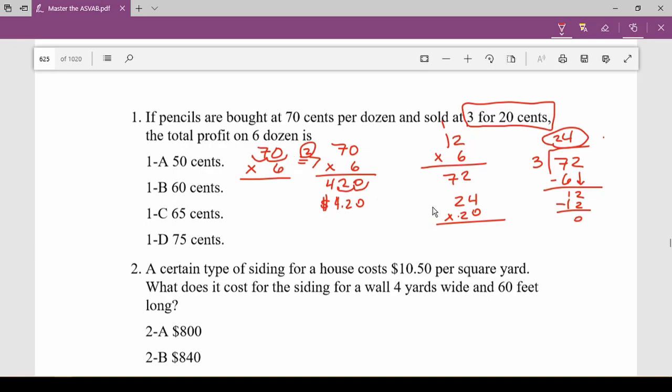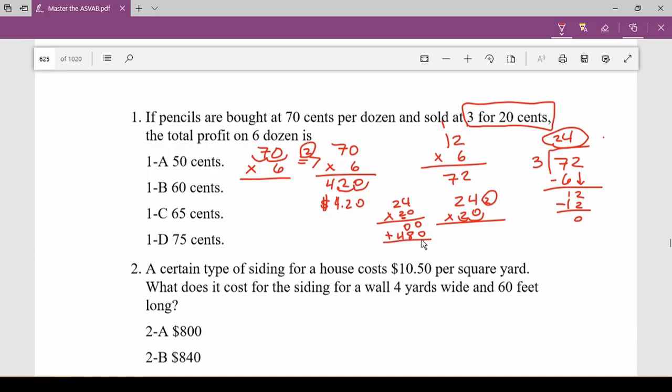Again, like we did over here, we're going to turn this 0.20 into a whole number by moving it 2 decimal places. So this is going to become 24 times 20. 0 times 4, of course, is 0. 0 times 2 is 0. Bring down a 0 since we're starting this number. 2 times 4 is 8. 2 times 2 is 4.